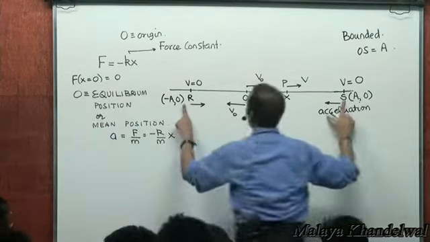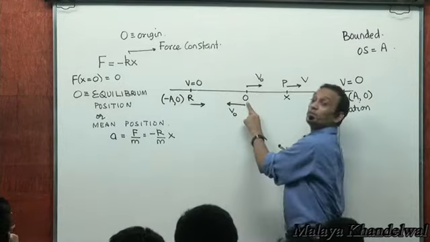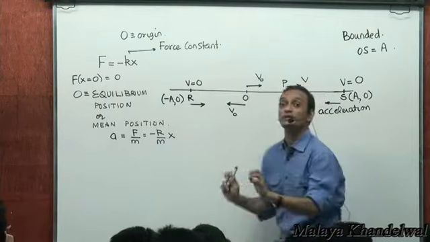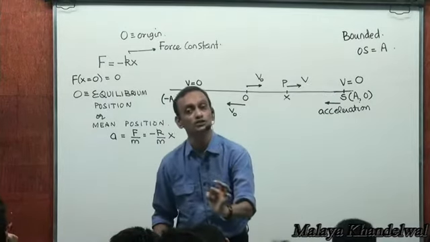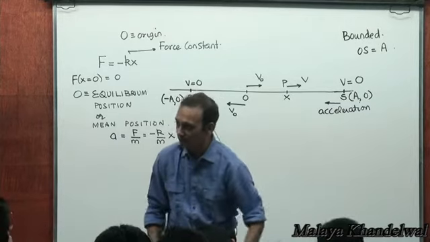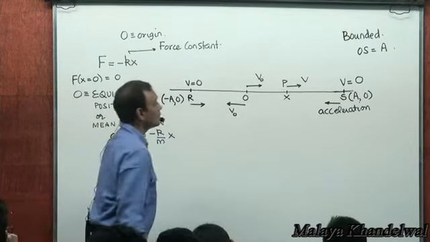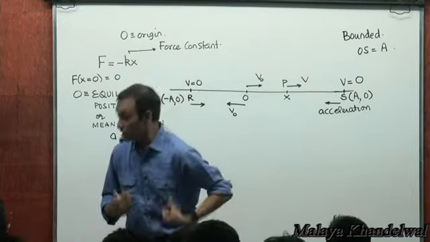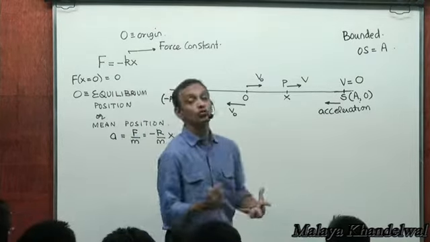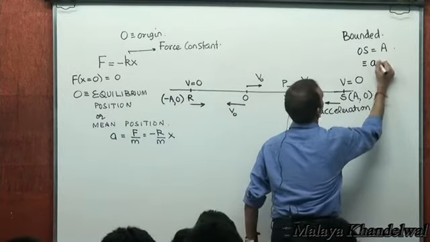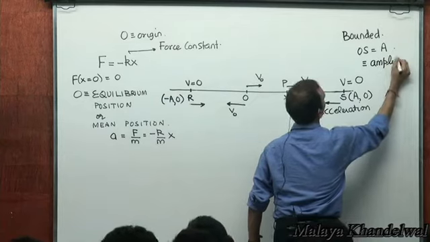Halfway between these 2 points is the equilibrium position. Halfway between these 2 extreme limits is the equilibrium position, or the mean position, where the net of all forces acting on the particle is 0, right? Now this A, its maximum distance from the equilibrium position, is also called the amplitude of motion. This is called the amplitude of motion.